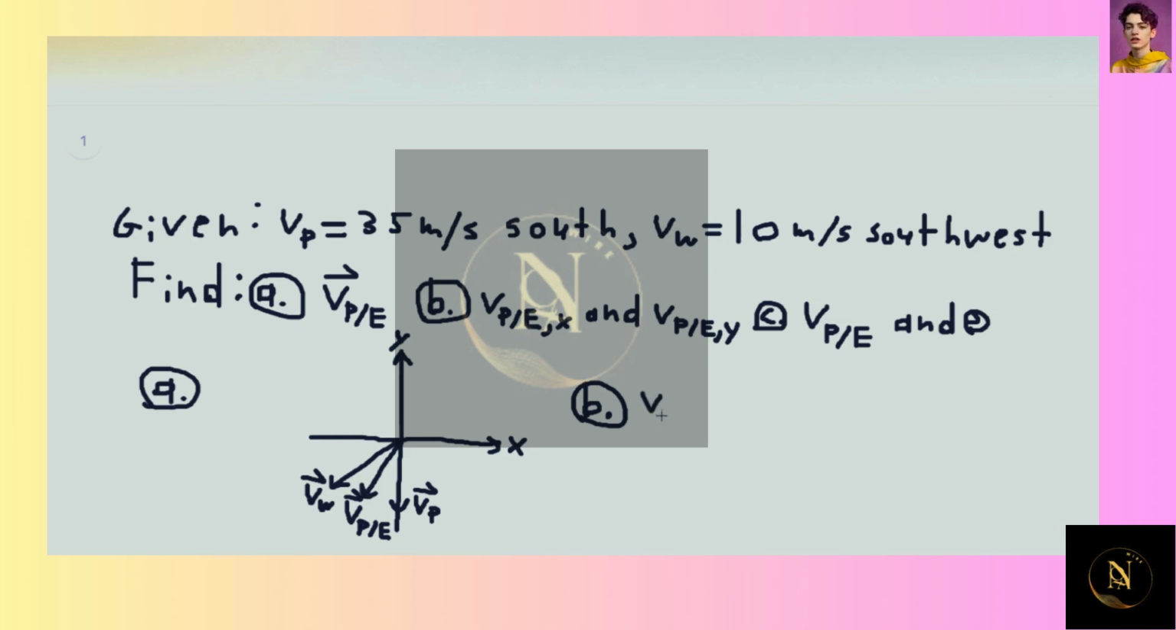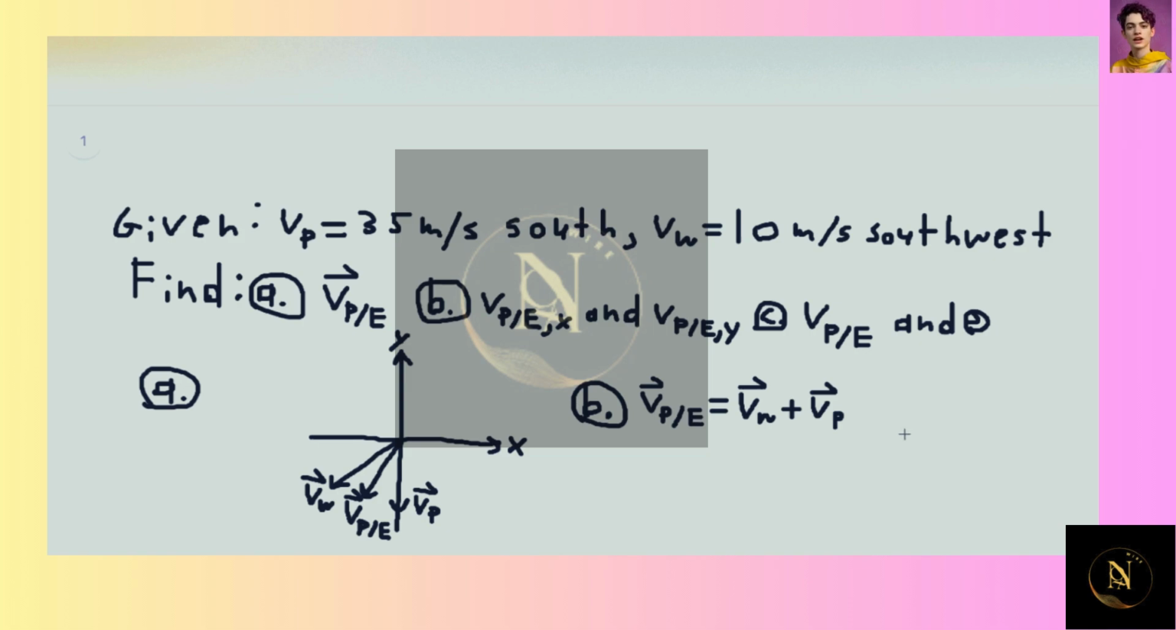So we have VPE is equal to VW plus VP. Okay. And then these are vectors, so we have to have the x and y components, or the i and j components. Okay. So what is VW in terms of i and j components here? Okay, so for that we could draw a triangle then.